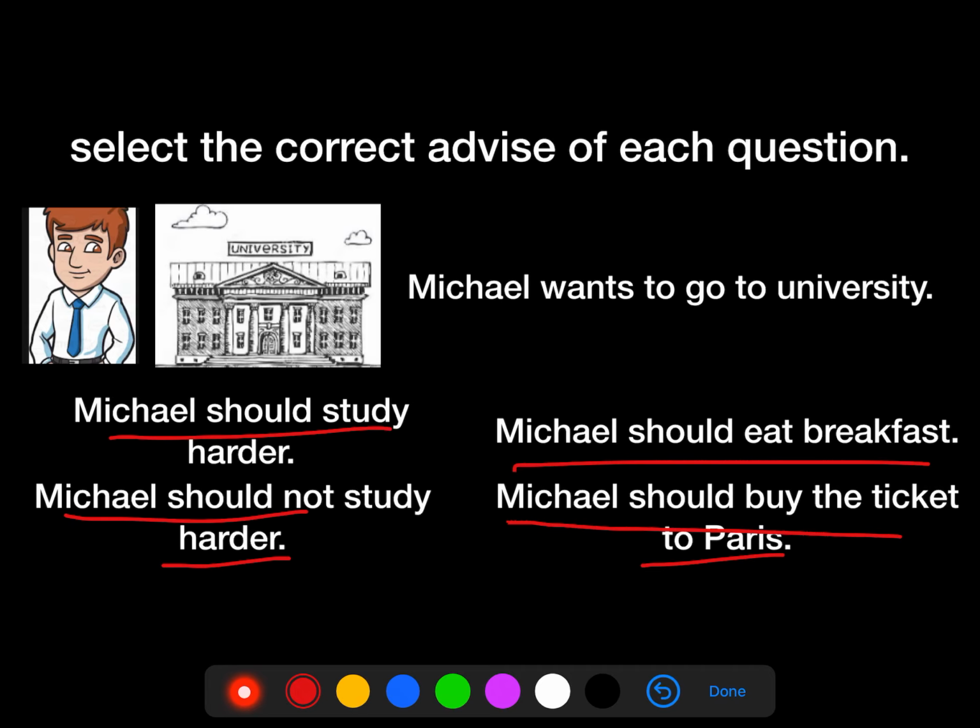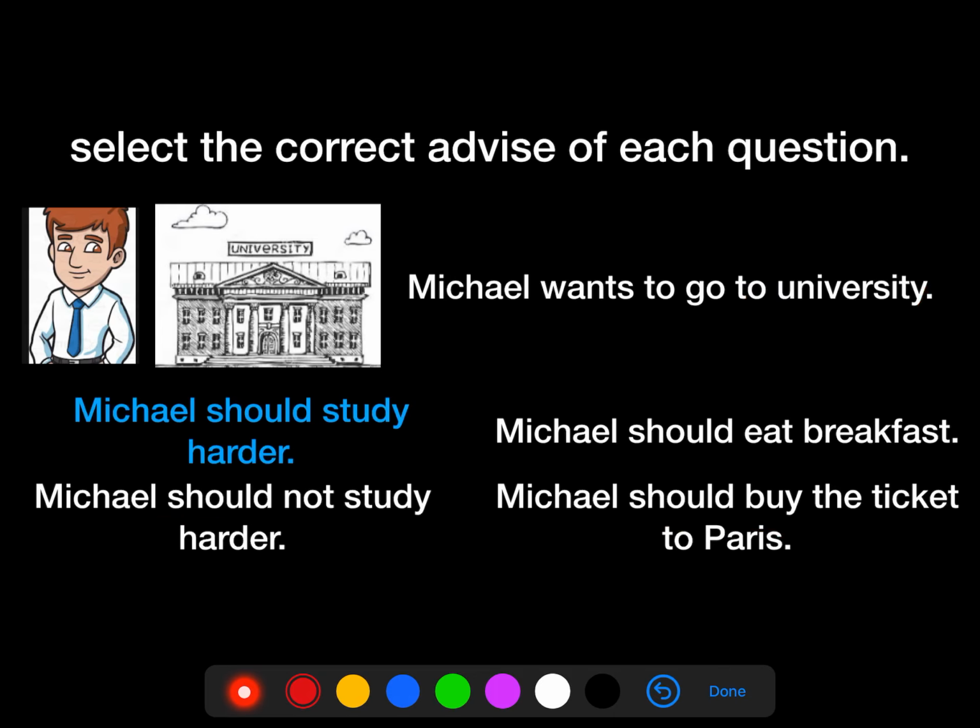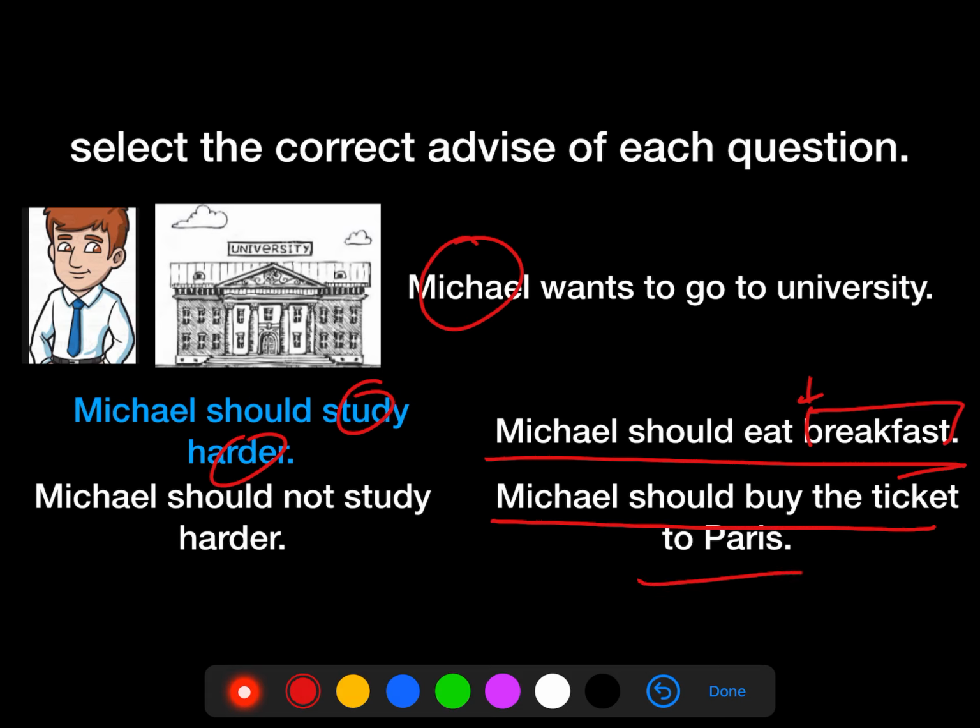So Michael wants to go to university. He wants to study at university. Then what should we do? Michael should study harder. Michael should eat breakfast. This is the correct advice when Michael is hungry. Michael should buy the ticket to Paris when Michael wants to go to Paris for travel or business trip or the field trips. But in this sentence, Michael wants to go to university. Then the correct advice is Michael should study harder.